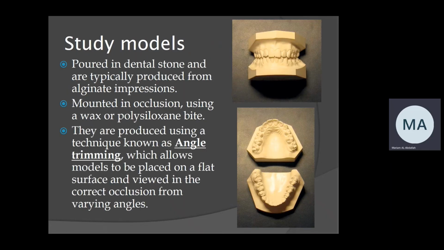The study models are taken by having an alternate impression for the upper and the lower, and we take a bite, and then we pour it with stone. And then we trim it using a technique known as angle trimming. We trim it in a way so that when we position the cast on the table, then we can examine the occlusion accurately in varying angles. Okay.